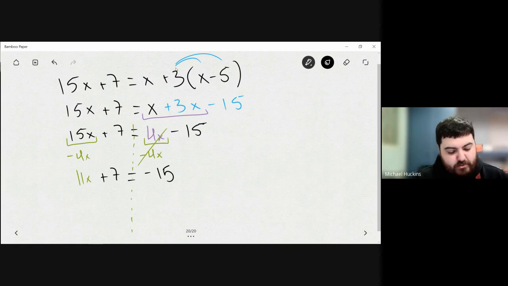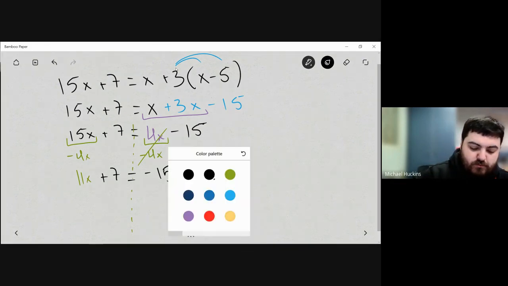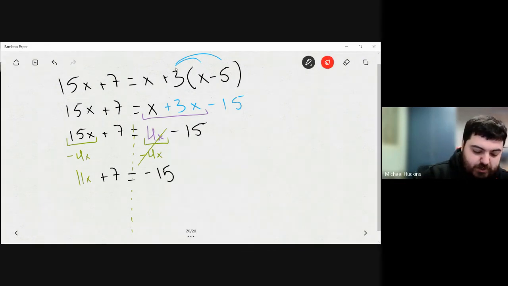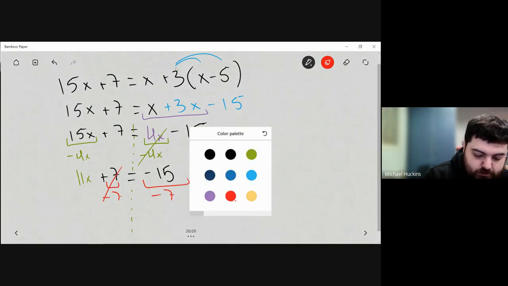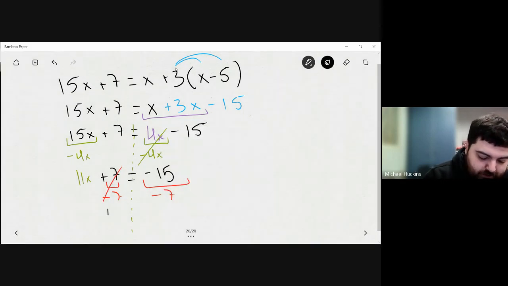Now I have my variable terms on one side. I need to move my constant terms. My constants are a positive 7 and a negative 15. So to move my positive 7, the inverse operation of plus 7 will be to subtract 7. 7 minus 7 will cancel. This will leave me with 11x on the left-hand side. And negative 15 minus 7 is negative 22 on the right-hand side.